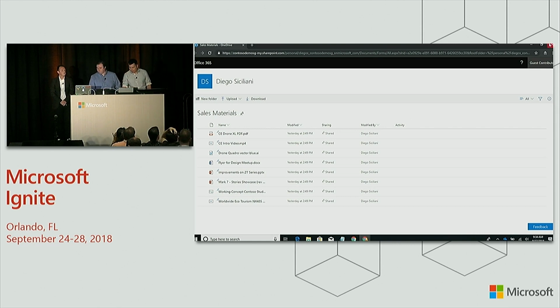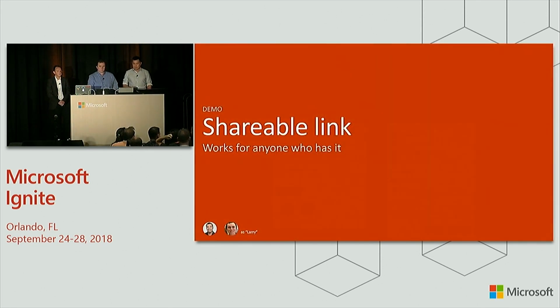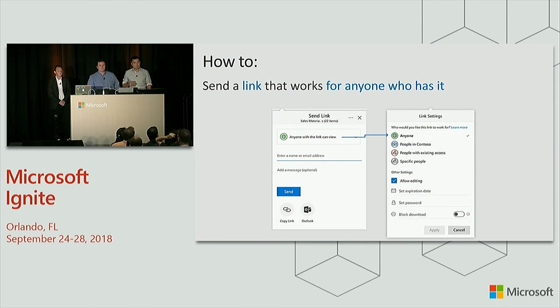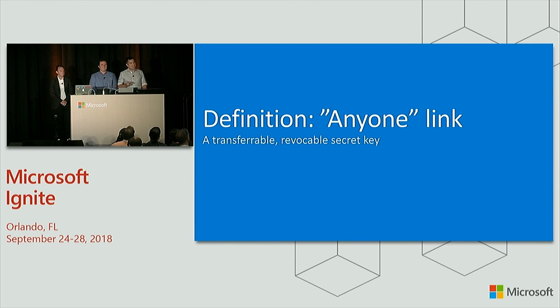All right, thanks a lot, Rafael. That did look really easy. So as you saw, it's really easy to send a shareable link that works for anyone. In case your organization doesn't have that as the default, simply choose the green globe, a link that works for anyone, and go send it. Now I'm going to dig in a little bit on the details on what exactly is an anyone link.